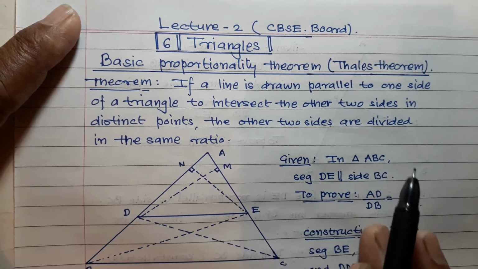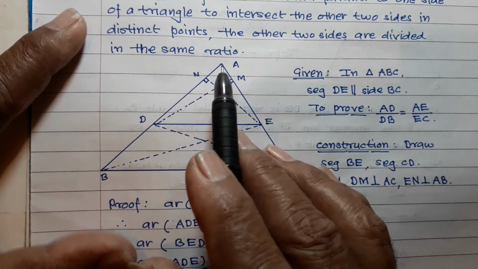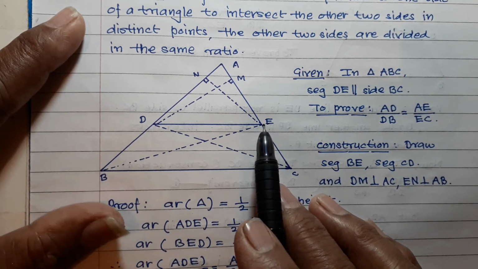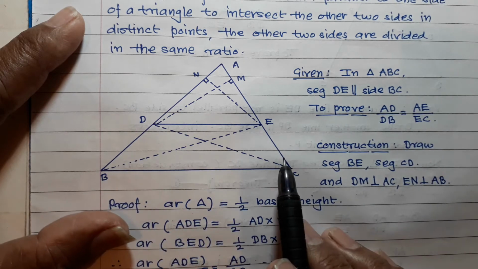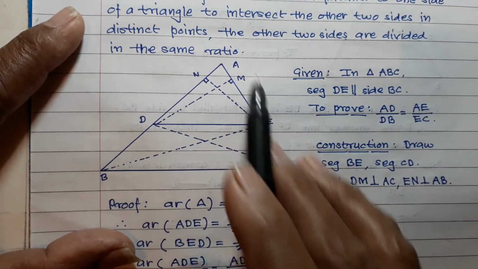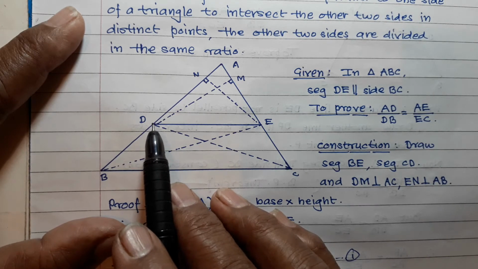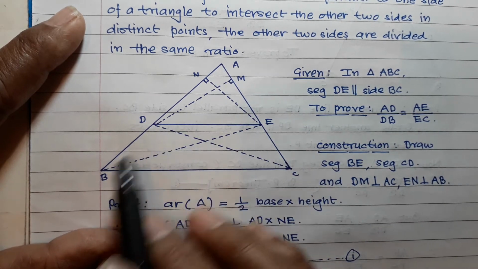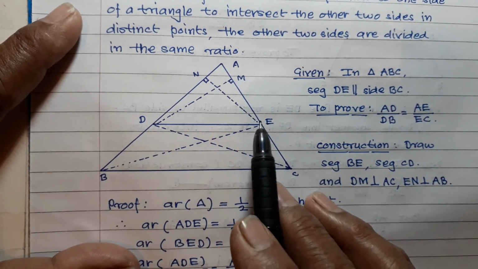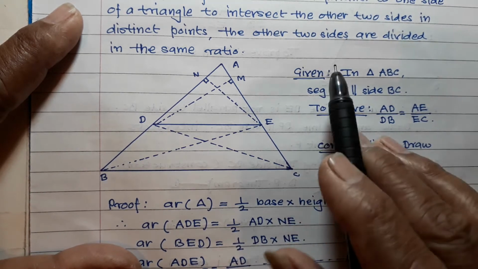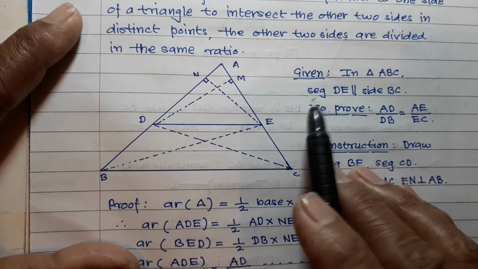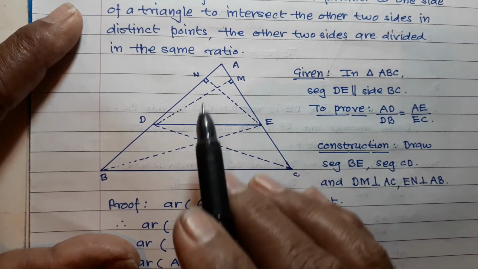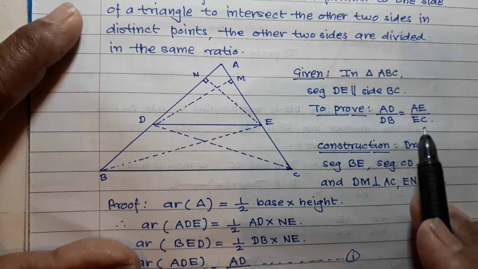Okay, that means in triangle ABC, if DE is parallel to side BC and intersects AB and AC in two distinct points, that is D and E, then AD upon DB is equal to AE upon EC. Okay. Now, given: in triangle ABC, DE is parallel to side BC. To prove: AD upon DB is equal to AE upon EC.